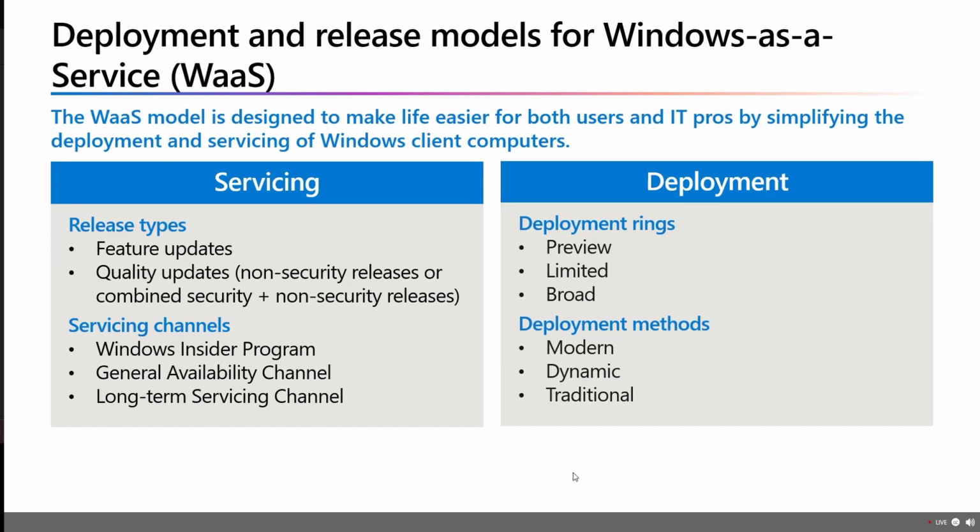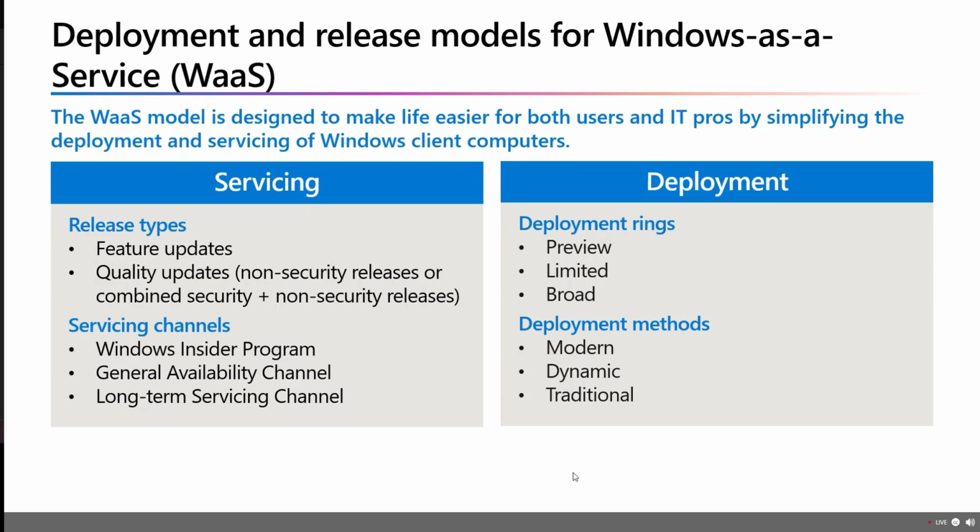So let's talk about deployment rings. Deployment rings are a deployment method used to separate devices into a deployment timeline. So each ring comprises a group of users or devices that receive a particular update together. So a common ring structure uses 3 deployment groups. You've got your preview, which is for planning and deployment, limited, which is for pilot and validation, and broad, which is for wide deployment.